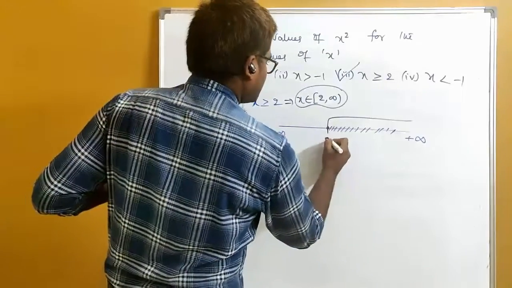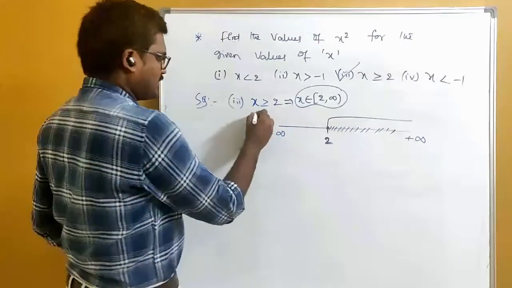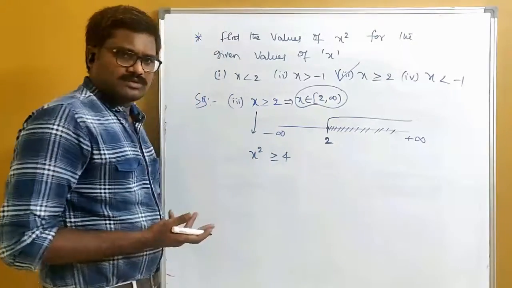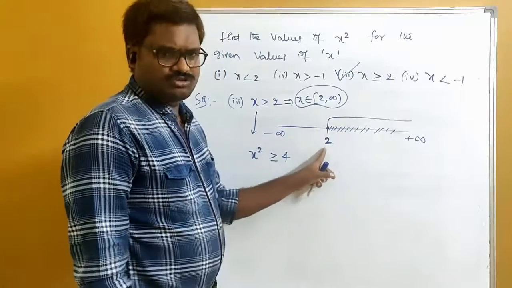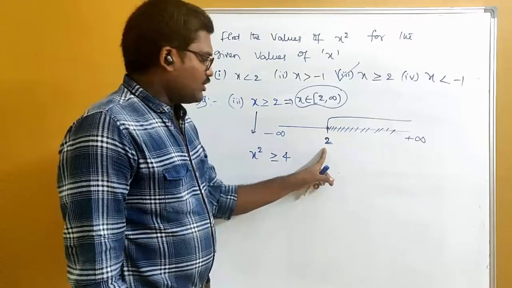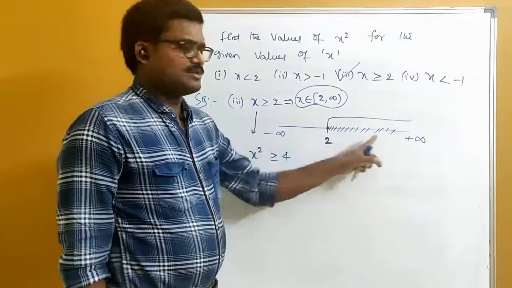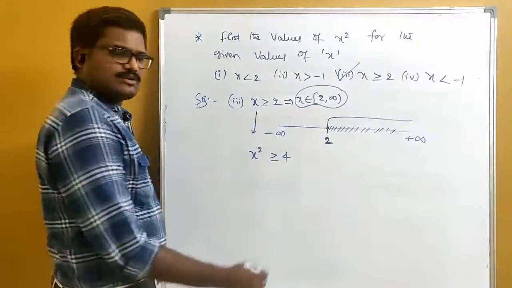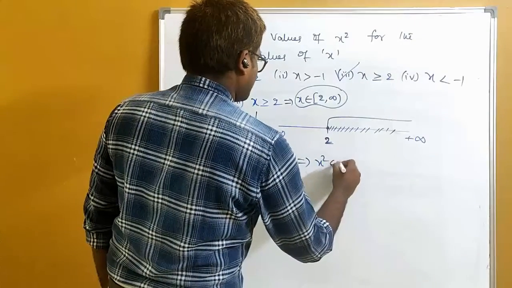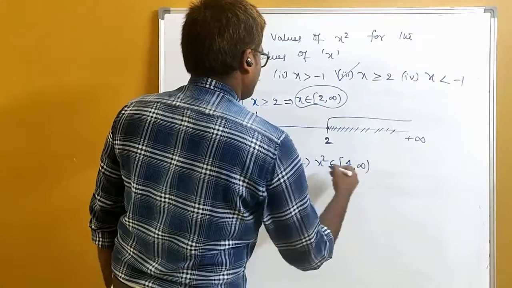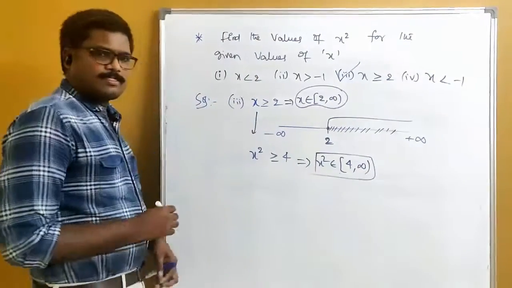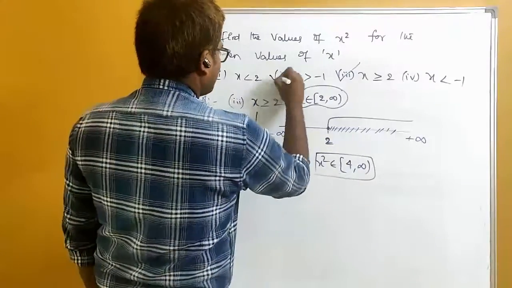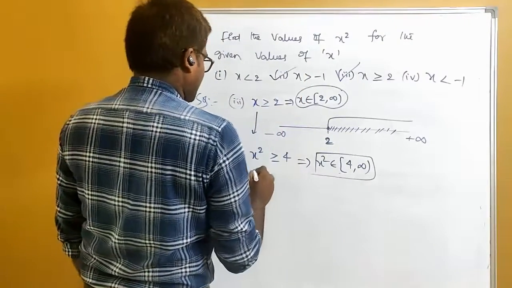Now even if I square these values, x square will be obviously greater than or equal to 4, isn't it? Because minimum value is 2. Now if I start squaring all these x values, obviously x square minimum value will be 4. So x square is greater than or equal to 4. So can I write it like this? X square belongs to closed interval 4 to open interval infinity. Is it clear?